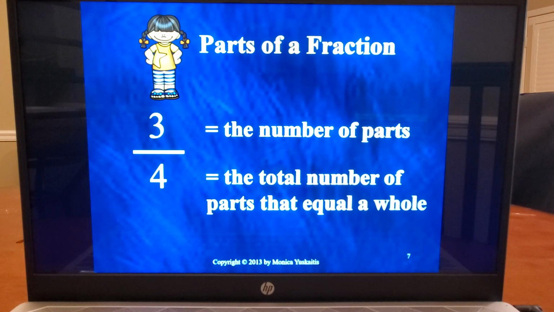The denominator represents the total number of parts that equal a whole. So the fraction 3/4 could be represented in a picture with a shape that has 4 equal parts, and 3 of those parts are what you are counting.